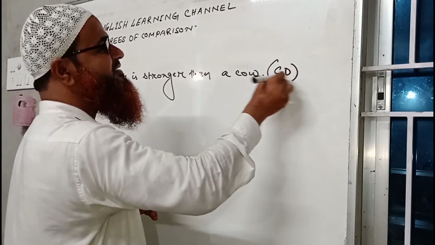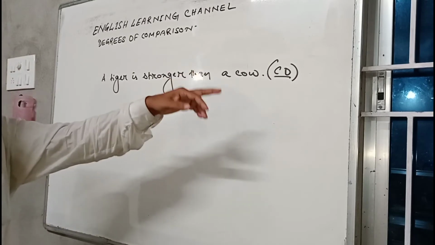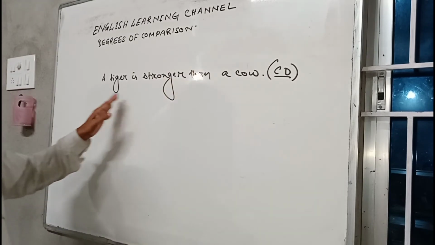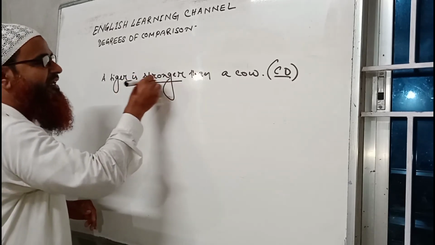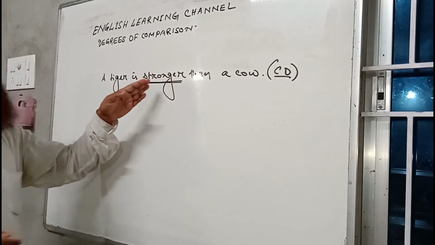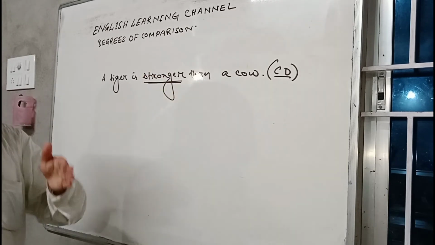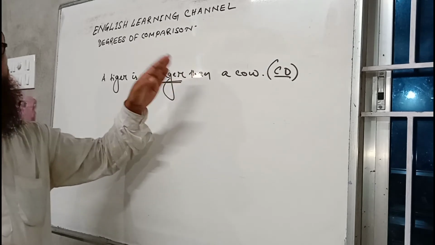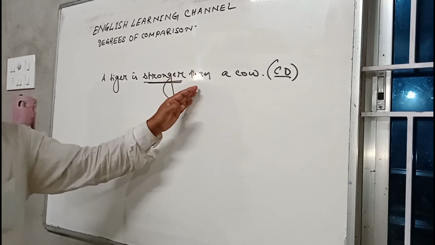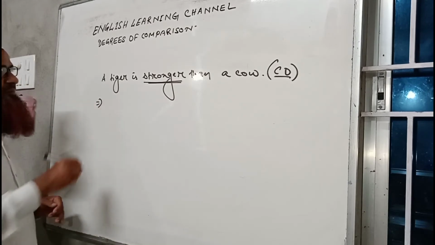So I have written CD. CD means comparative degree. Definitely it is a sentence of comparative degree because we have written here stronger. It is the comparative form of strong, and we have used than. That means when we compare, then must come. It is the most important characteristic of comparative degree. So you see, it is a sentence of comparative degree.